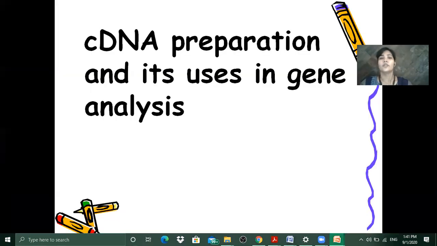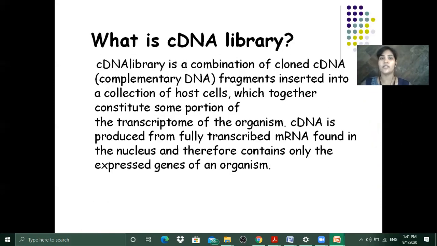Okay. So what is cDNA preparation? What are cDNA libraries and how they are different than that of the genomic libraries, and what are their main uses? That is what we are going to see now.